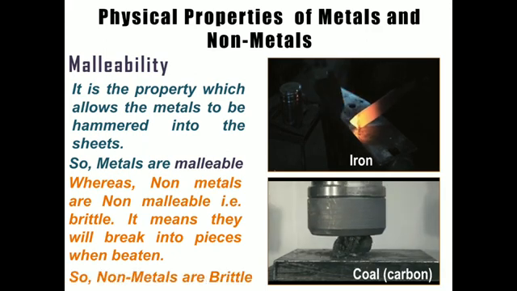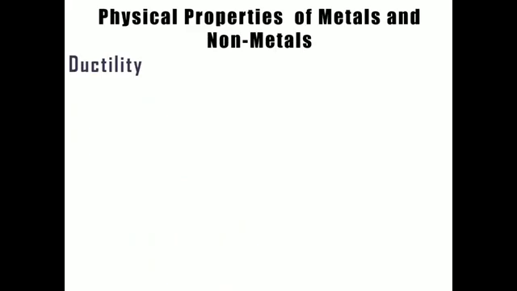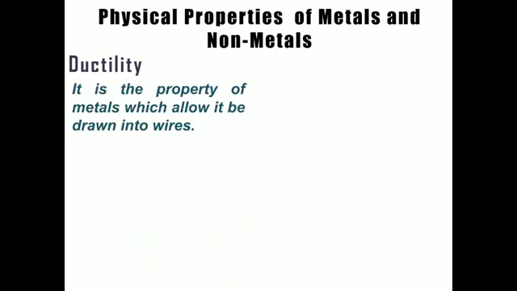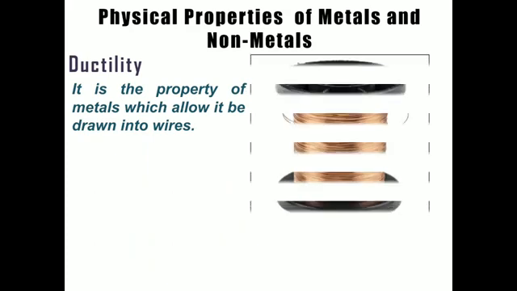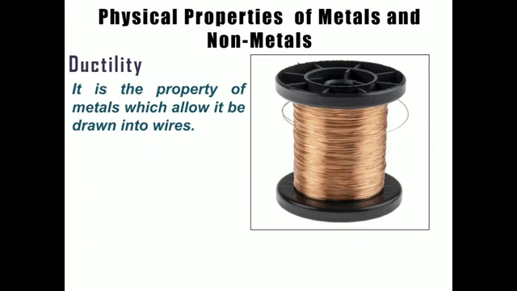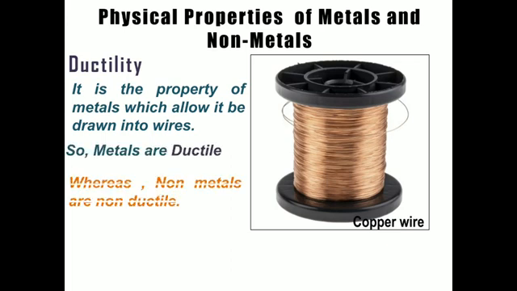Now we can discuss the other property, that is ductility. This is the property of metals in which a metal can be drawn into wire. Like this copper metal, which can be converted into thin wire. This is the property of ductility. Metals are ductile because of this property, whereas non-metals are non-ductile. Again, due to brittleness, they cannot be drawn into wire.